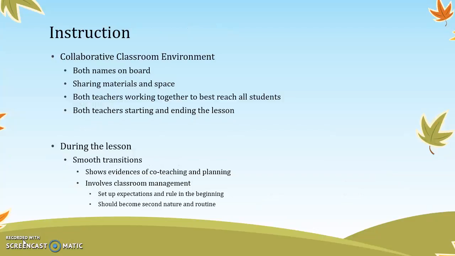As far as instruction goes, you're going to want to have a collaborative classroom environment, meaning both names are on the classroom board, you share materials and space, both teachers are going to work together to best reach all students, and then both teachers start and end the lesson together, ideally. During the lessons, you're going to have smooth transitions, show evidence of co-teaching and planning, involve classroom management, so that means set up expectations and rules in the beginning of the year, and therefore that should become second nature and kind of routine within the class after that.